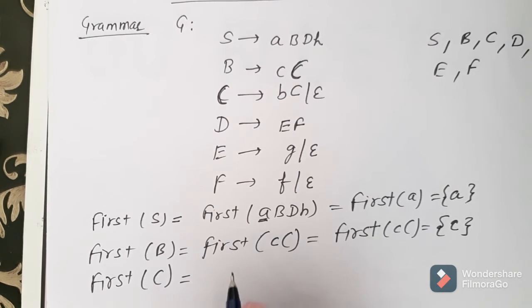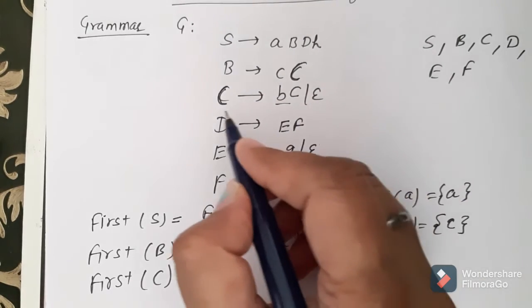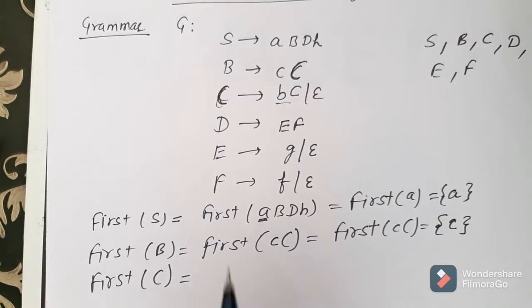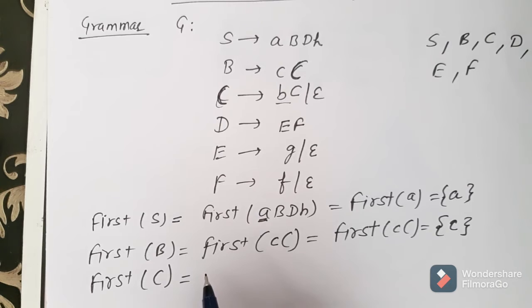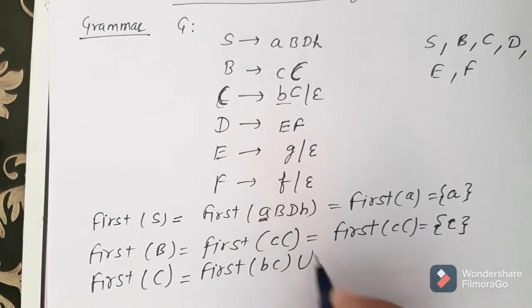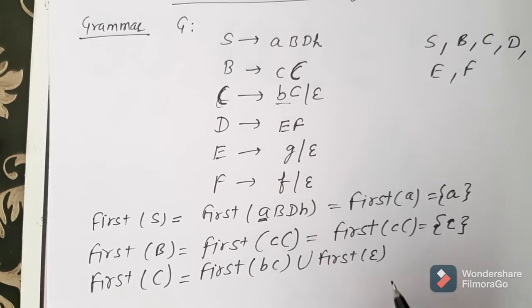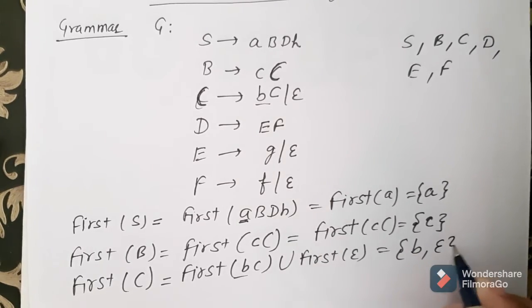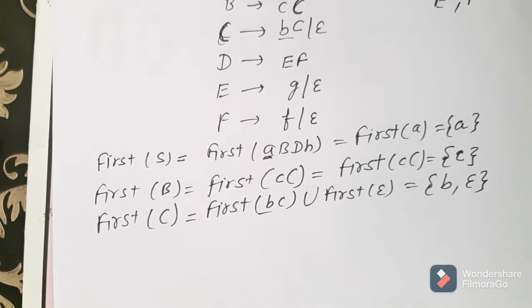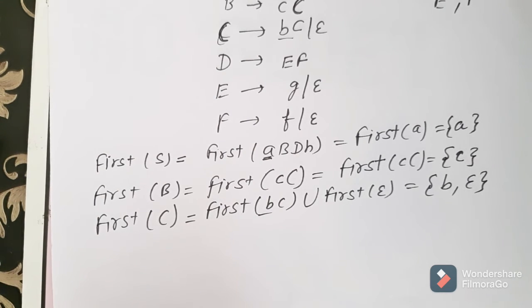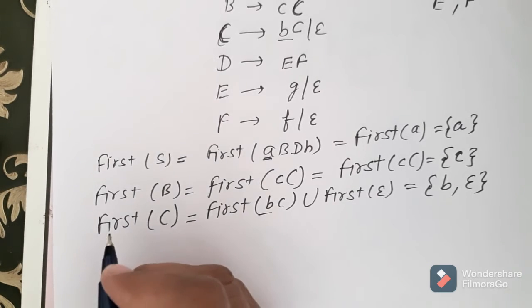After this I will calculate first of C. C has two productions. One goes to BC and the second one goes to epsilon. So I will take these two: first of BC union first of epsilon, because there are two productions. So I will write here the terminal symbol and I will have here epsilon. Now first of D I cannot write directly, because D depends on E and F. So I will calculate E and F first, then I will calculate D.